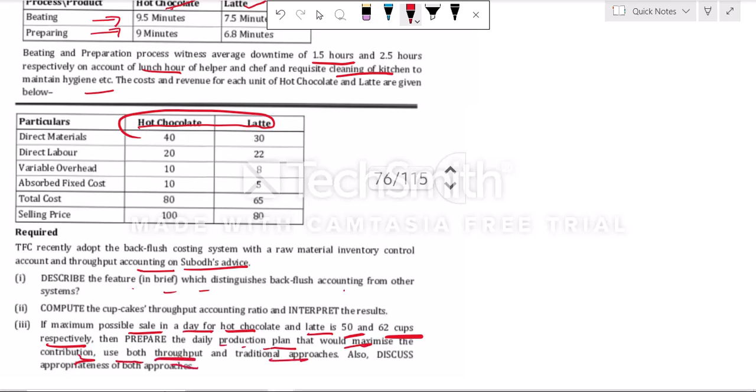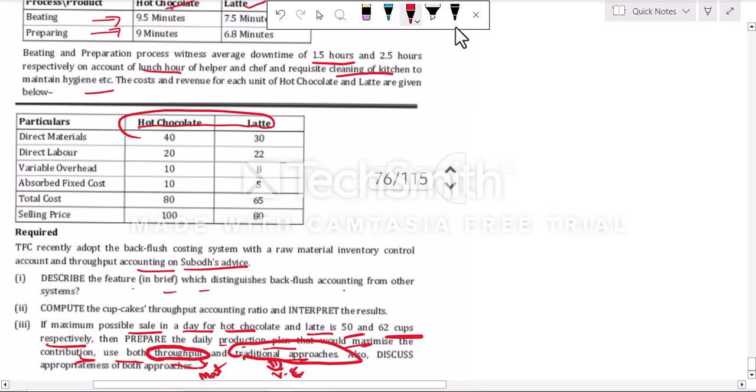So what is the difference between throughput and the traditional approaches? Throughput considers only material as a variable cost, but in the traditional approach we have other variable costs also, like labor, all that. We consider all that to calculate the contribution. That's the only difference. In the first case we consider only material cost and find the maximum contribution, and in the second case we consider all the variable costs.